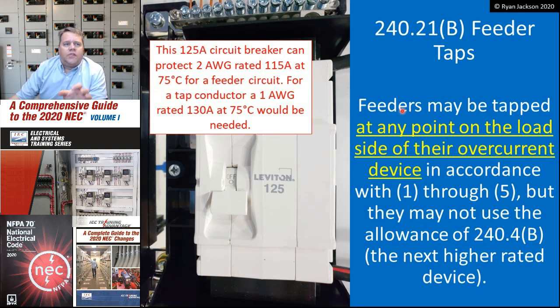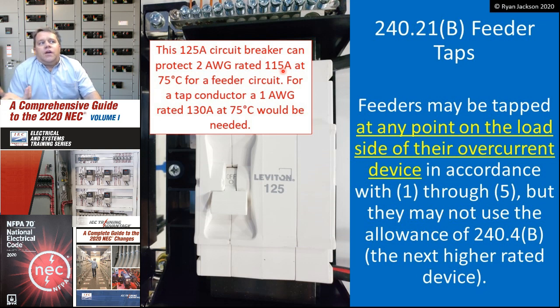All right, so here's what the rule says, and you'll notice a little bit of change here in the 2020 code in the underlined yellow text, but I'll be perfectly honest, it didn't change anything technically, it's just a clarification. So feeders can be tapped at any point on the load side of their overcurrent device in accordance with 1 through 5, but they may not use the allowance of 240.4(B), which is the next higher rated device. Okay, I've got a 125 amp circuit breaker. Coming out of a 125 amp circuit breaker, just in a normal general condition, I could have 2 gauge, which is rated 115 amps. Now, that may seem weird that you can put a 115 amp wire on a 125 amp breaker, but it's fine, and that's because of the next size up allowance in section 240.4(B).